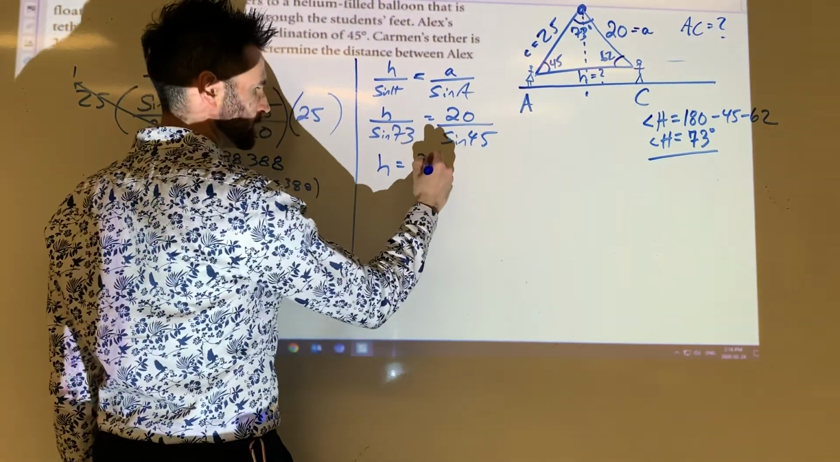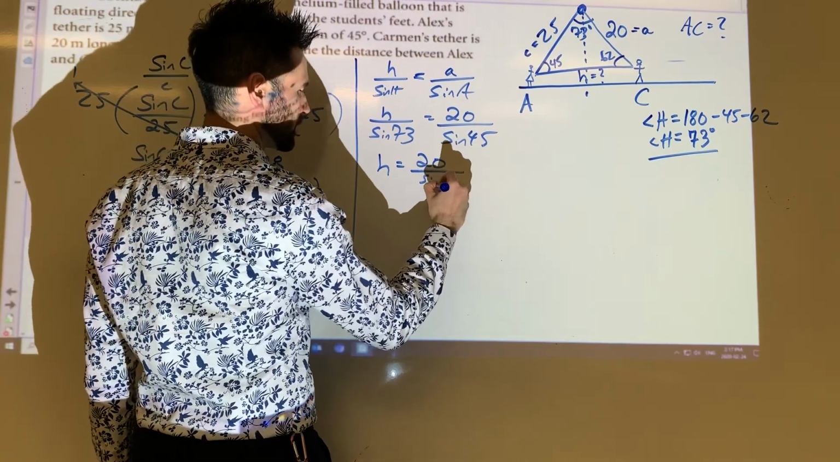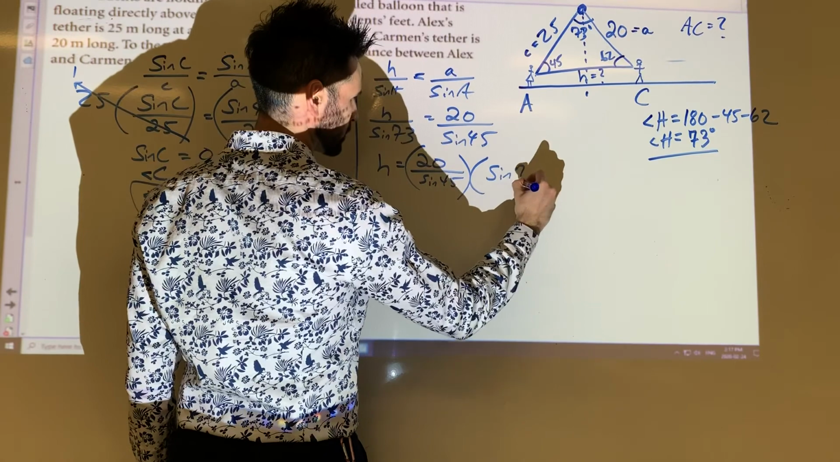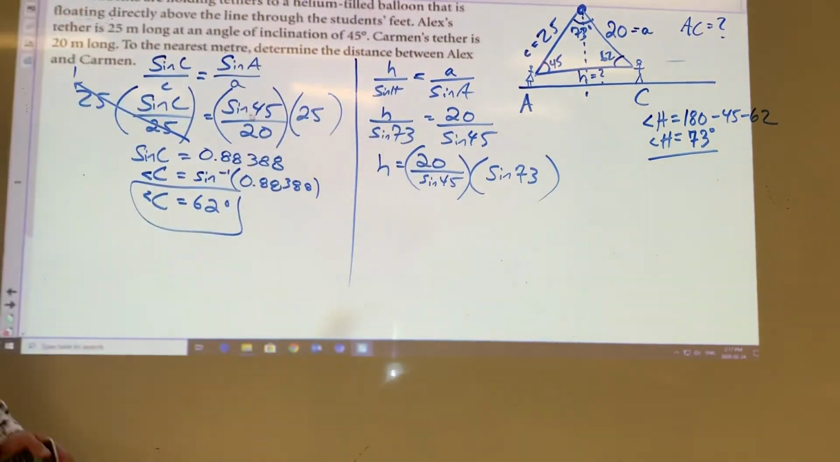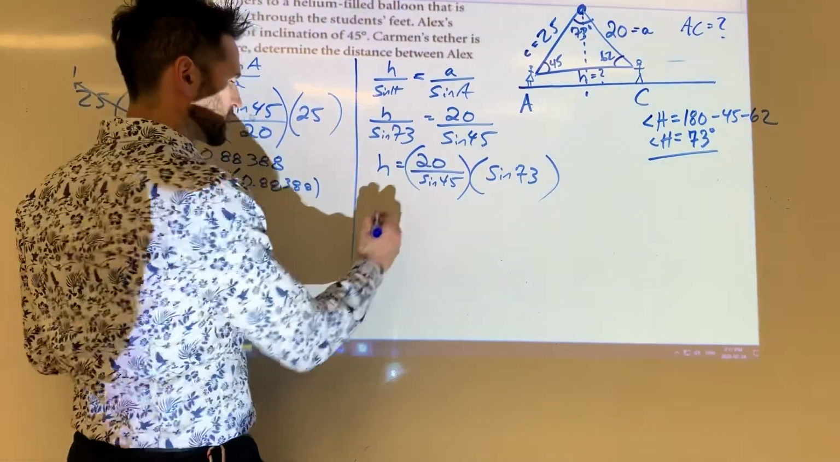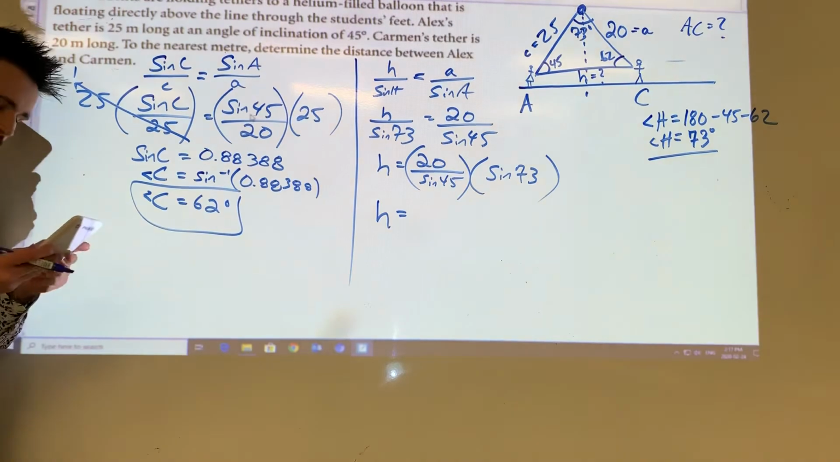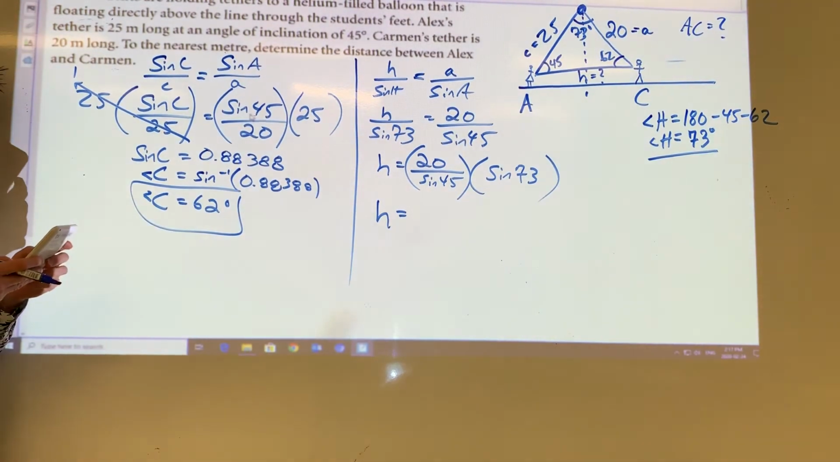Now I might get a little lazy here. Not lazy, but I don't want to write a bunch of decimals. So I've got to multiply both sides by sine 73, and then I'm going to plug that into my calculator and hopefully have an answer. Does anybody have an answer? Alright, hold that thought and let's see what happens.